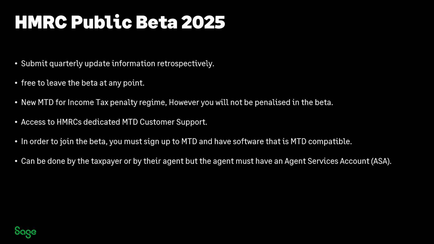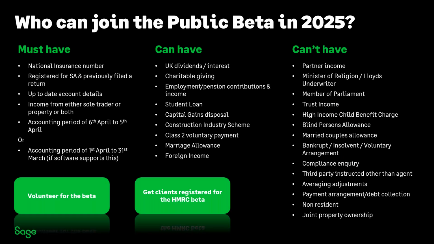So I have provided a guide, which I'm going to show you on the next slide. So we'll move over to that one. So I've provided a guide on how to get registered. Now, for this particular criteria, I'm not going to go through it all. I will leave you to do that in your own time. However, what I will say is that there are some must-haves, things that you can have, and some things that will mean that you won't qualify for the beta.